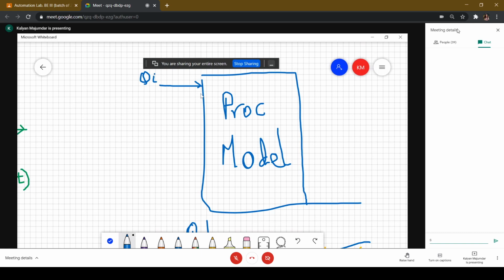I have to specify that when the pump is operating, what is the flow rate? This you choose. What is the maximum outflow rate? What is the pump state?